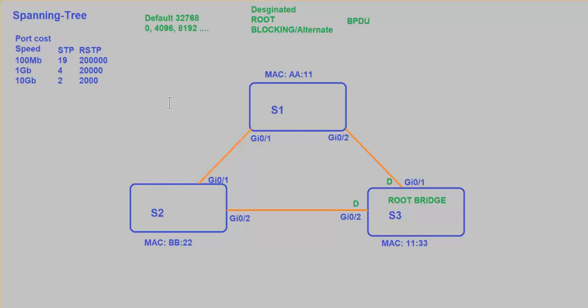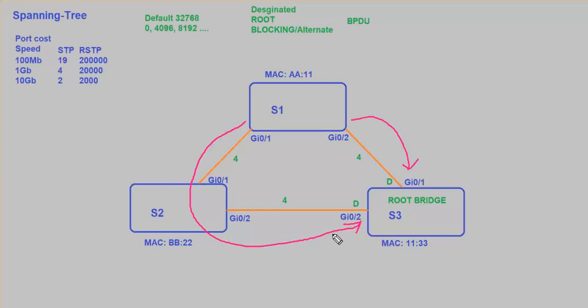Now in my example, let's say I use STP for the calculations. If I'm using gigabit links, all of them have a cost of 4. So this link has a cost of 4, and this link also has a cost of 4. From S1's point of view, in order to reach the root bridge, I have two directions. I can use this direction, and I can also use this direction.